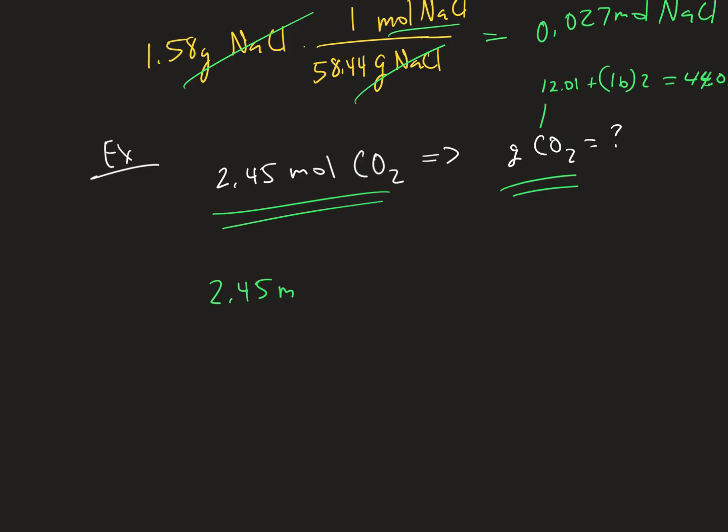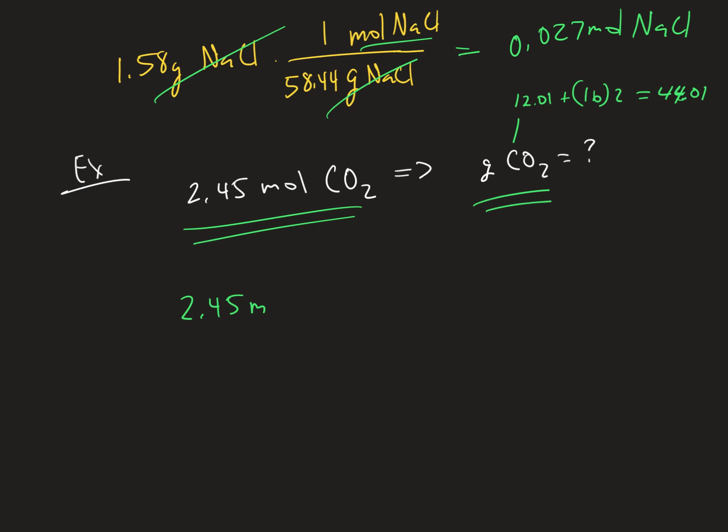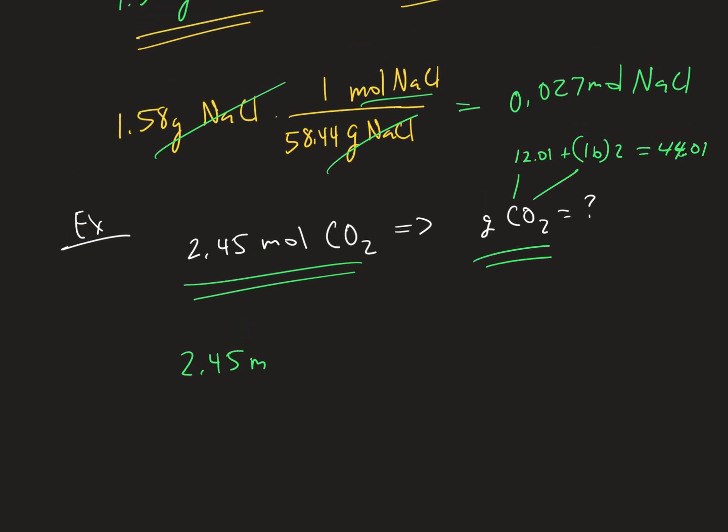I have a question. Where'd you get the 16 from? Good question. Thanks for asking. So, the 16 came from the atomic mass of oxygen, and we just multiply that by 2 because there's 2 oxygens in CO2.